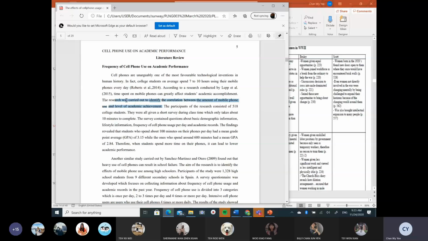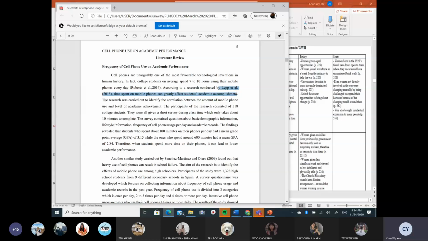Then you talk about the purpose. First of all, you need to identify the purpose of the study. Then you talk about the participants. Who are the participants? Then what is the research method? This is a short survey, a survey questionnaire. After that, what are the findings? And finally, what is your analysis of this study?